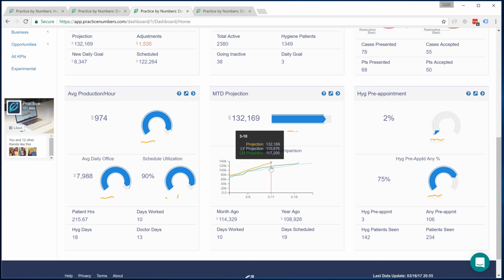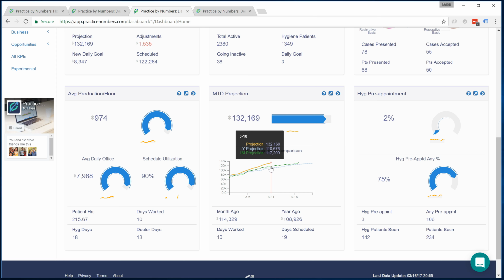If I hover over it, what this graph is telling me is the projection as of the 10th working day of March, not the 10th of March, but the 10th working day of March. We are projected to do $132,000. What that means is, based on what we have already done and what's on the books, we are projected to do $132,000.